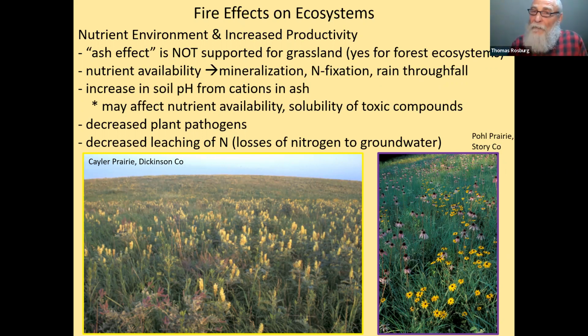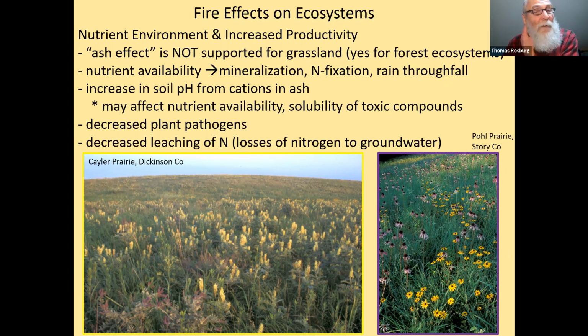So there is an ash effect in forest ecosystems, but not for tallgrass prairie, because in a tallgrass prairie, the soil has way more nutrients in it than the ash that you get from the fire. And so there is no ash fertilizer effect. In a tallgrass prairie, the important sources of the increased nutrients that do increase the growth are not coming from the ash. It's coming from that mineralization, the increased decomposition of organic matter. It's coming from increased nitrogen fixation because those legumes are growing more vigorously in this better environment. And it's coming from that rain throughfall.